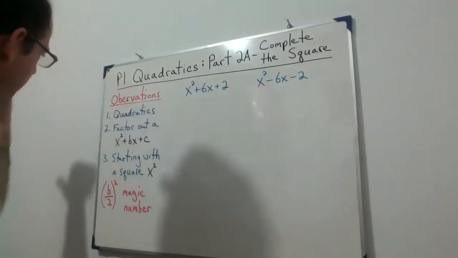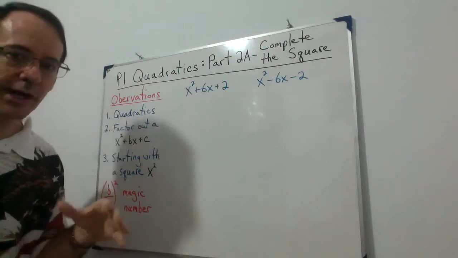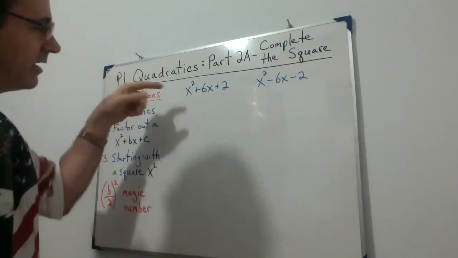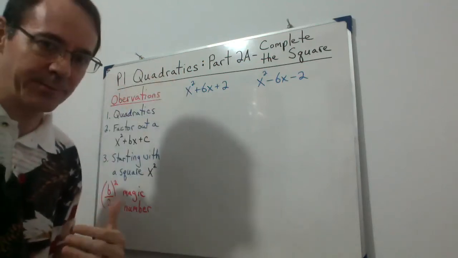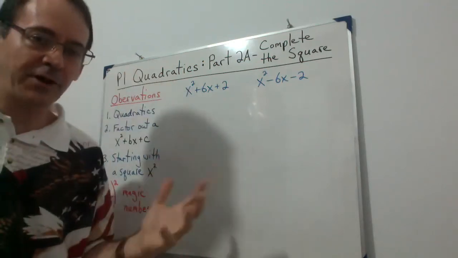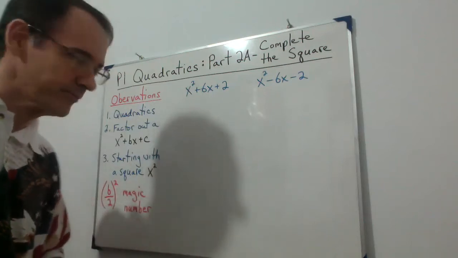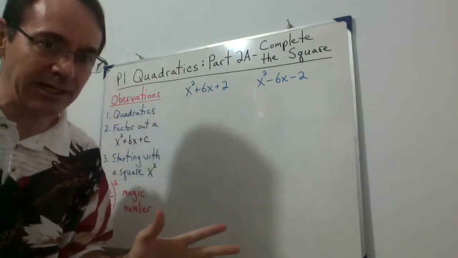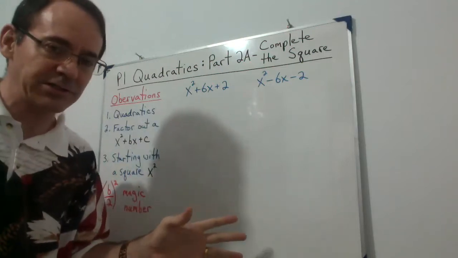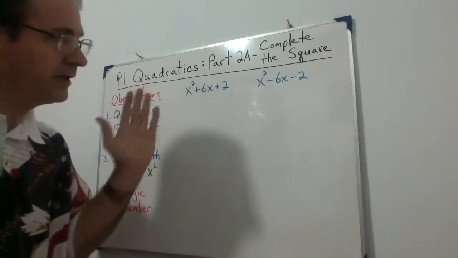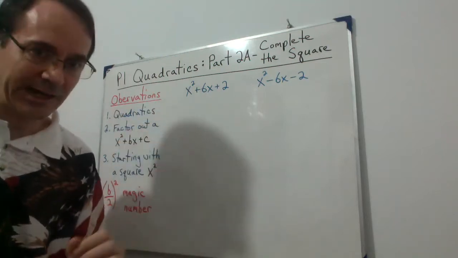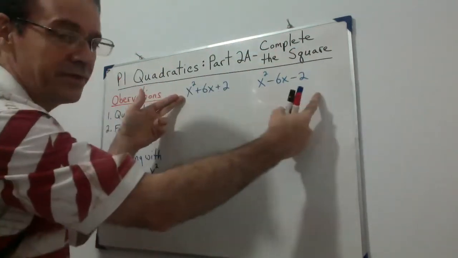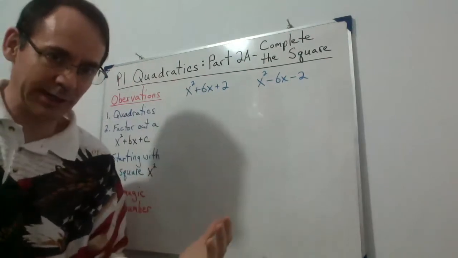Okay, observation number one is completing the square is only done with quadratics, meaning you're dealing with an x squared term. When you see that square, that falls under the category of quadratics. So completing the square is only for quadratics. You don't do it with linear functions. You don't do it with cubic functions or any other polynomial. You only do it with quadratics. So notice it says complete the square, and we're dealing with expressions that have a square. Okay, that's important.